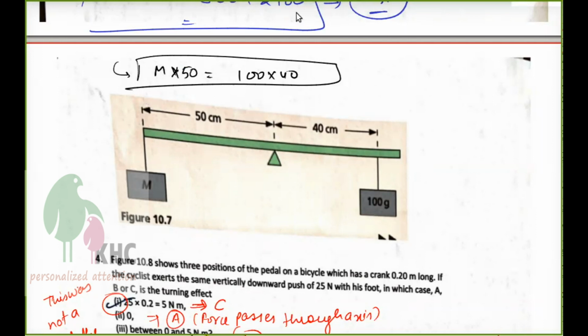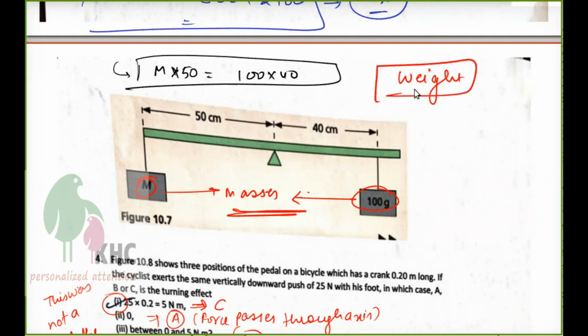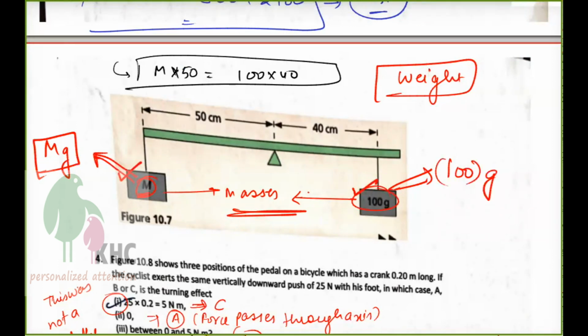Okay. The problem here is this m and this 100, these are masses. And when you talk about moments, then you talk about forces. So you had to take care of weight. You had to take the weight of this m and the weight of this 100 grams. The weight of this m is going to be m multiplied by acceleration due to gravity, and the weight of this 100 grams is going to be 100 multiplied by acceleration due to gravity. Is this thing clear?